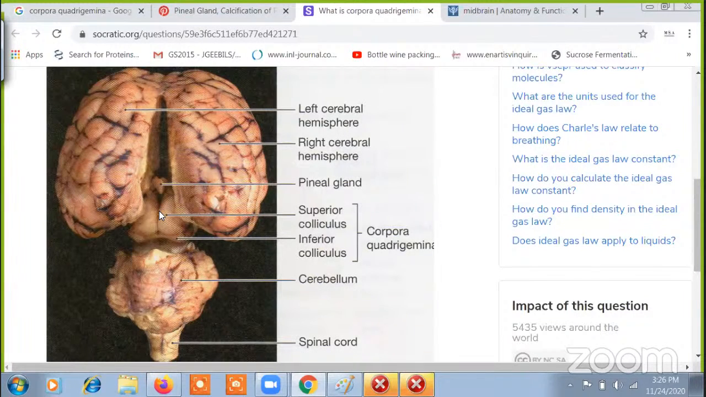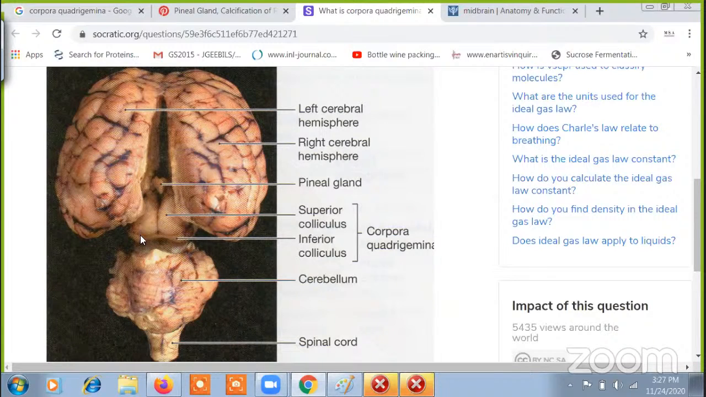That too is a visual reflex, and for these visual reflexes, superior colliculi act as the relay center. So if you want to note down, please note down: superior colliculi are the relay center for the visual reflexes.